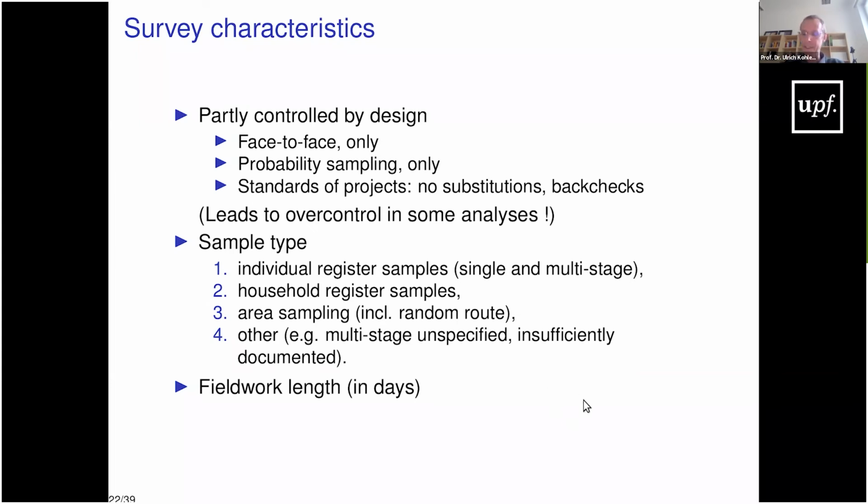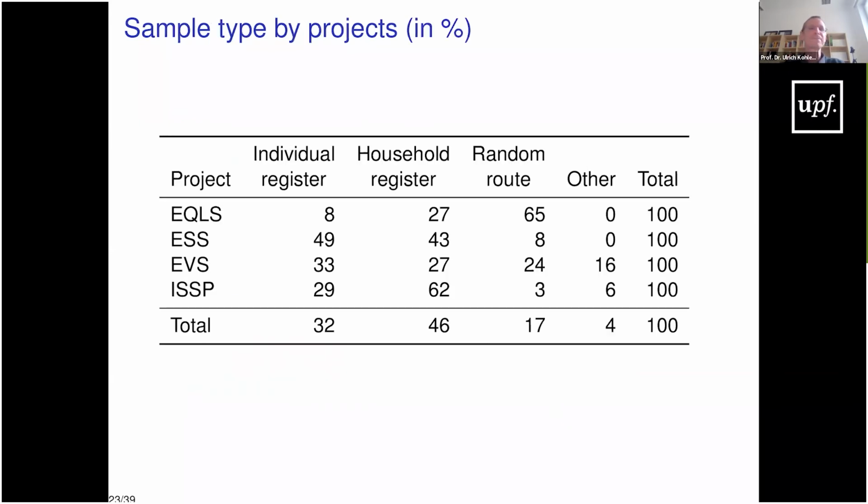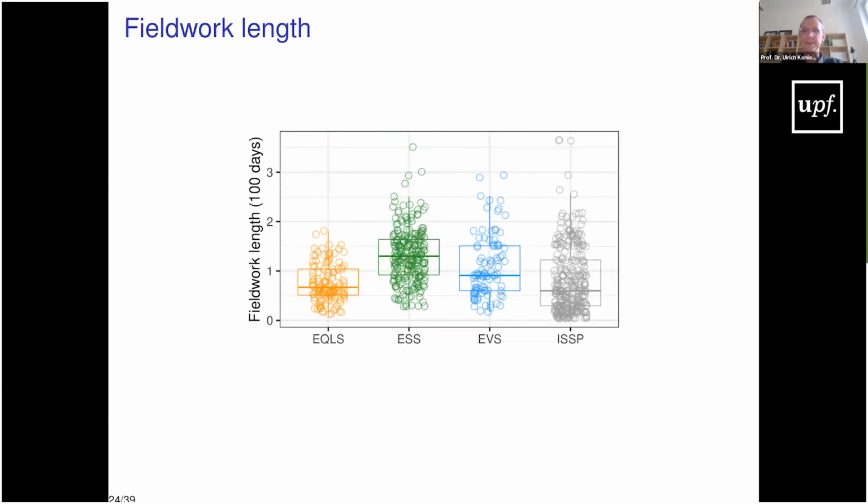And we have fieldwork length in days. It doesn't matter in the end. So here is a table of the sample types by projects in percent. We see here, for example, that the European Social Survey uses individual registers more frequently than all the other programs, which is a sign of the somewhat higher effort that the ESS spends on their sampling type. But let me run quickly through that. Here is the distribution of the fieldwork lengths. We also see that the European Social Survey tends to allow more time for the fieldwork, which is also a sign that they try to have a higher quality in their sample than all the other projects.